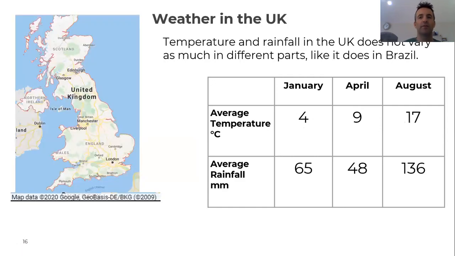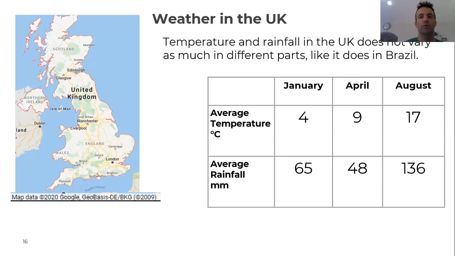Whereas here in the United Kingdom, if we just go back a slide, the temperature changes a lot throughout different months. So you've got 4 degrees in January, pretty cold, going up to 9 in April, and then up to 17 in August. That's a big change. So the temperature goes up and down depending on the seasons.